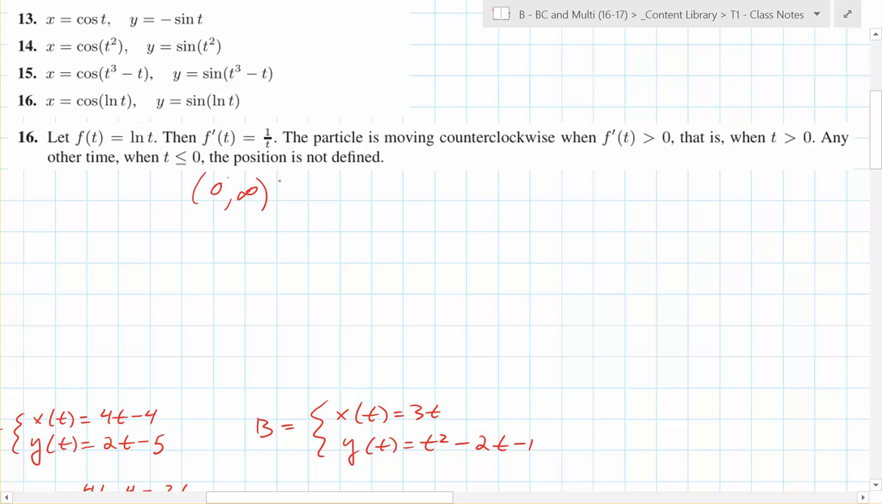I'm in B block. Thank you very much. So it's 0 to infinity. That's nice. Excellent.